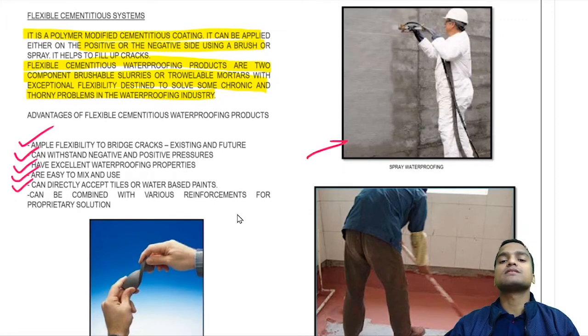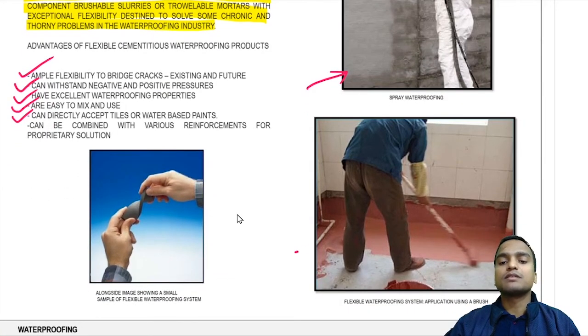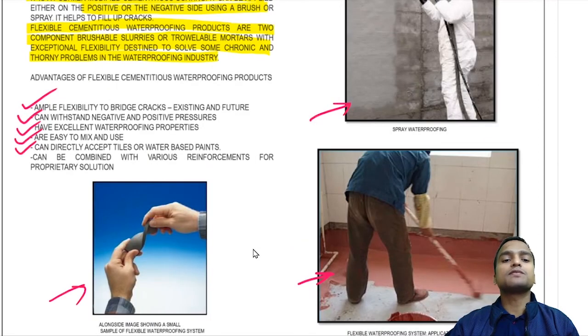So you can see this is the spray type of waterproofing, and here the flexible waterproofing system is being applied using a brush. And in this figure you can see how flexible the waterproofing components are in these cases, and you can mold it with your hand or with simple tools very easily and apply it mostly for filling cracks or on surfaces as a membrane.